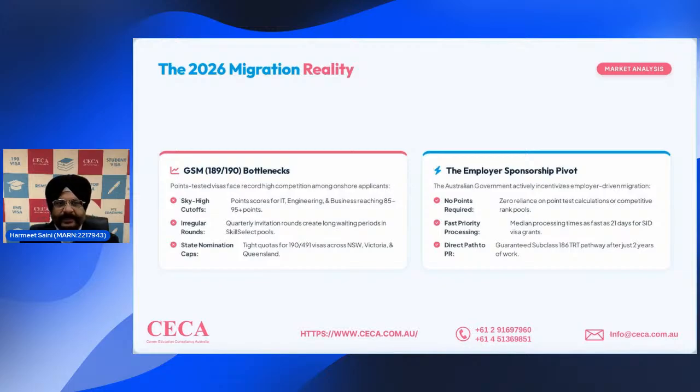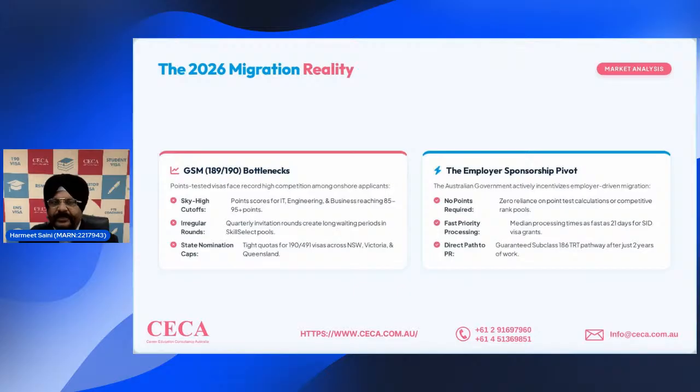If we compare these two categories, GSM and employer-sponsored visas, as you know, general skilled migration is based upon the points-tested system. In general skilled migration, the point score, especially for IT, engineering and business, has risen to 85 to 90 plus points. On the other hand, employer-sponsored visas require no points test, so there is zero reliance on the points test calculation or a competitive ranking pool.